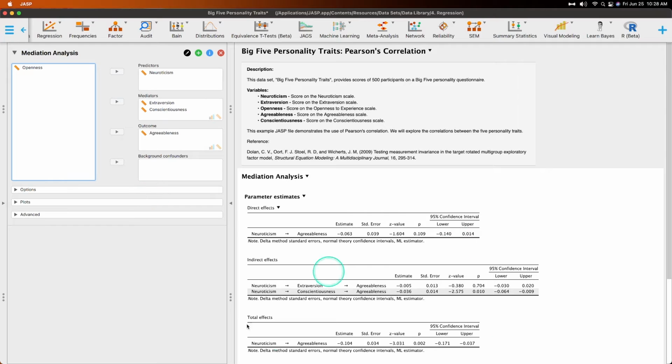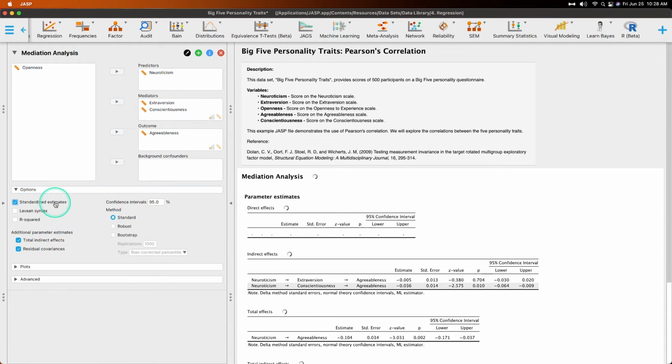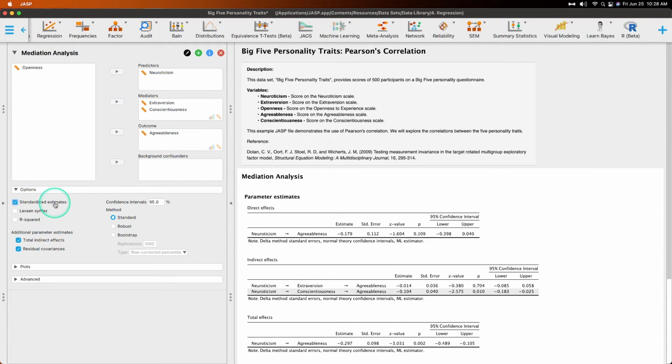Now, before we move on to the output, let's click some options. Let's get our standardized estimates because that's always a good thing to have. Let's get our Lavaan syntax just in case we want to plop that into R and do more fancy stuff to the data. And let's, of course, get our R squareds for our pathing.